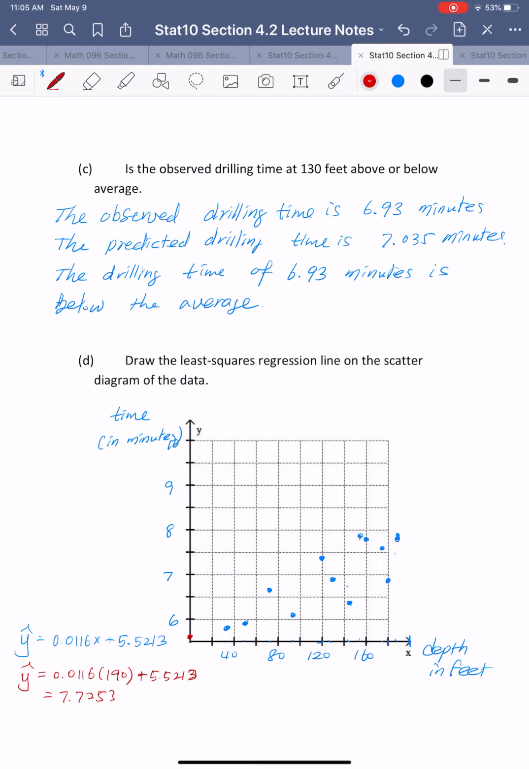7.7, which is a little bit below here. And then I can just put the line together straight. Okay, so that's all.